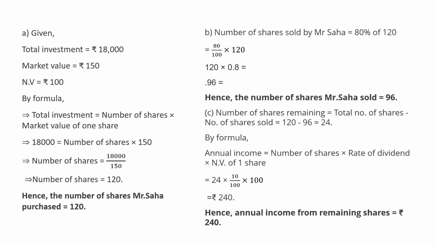Whatever I have explained to you, this is the way you are going to solve it in your exam. So you write the given values, the formulas, calculate the number of shares, calculate the 20%, 80% of those shares, and then your return or annual income.